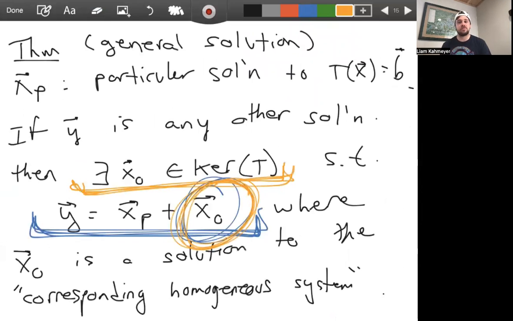And so to find the general solution for a given linear system, what you have to do is find a particular solution, and then you have to find the null space. You have to find all elements of the null space. And then all sums of these make up your family that's called the general solution to a linear system of equations.